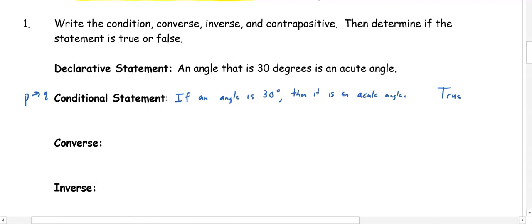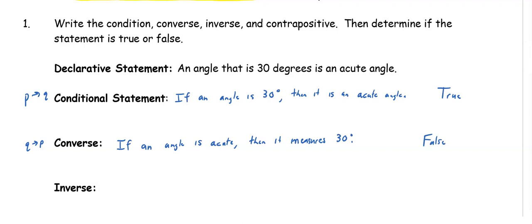true. The converse switches the order, so we are going Q to P. So when I switch the order of my conditional statement, if an angle is acute, then it measures 30 degrees. That is false because not every acute angle is going to have 30 degrees. Some of them might be 31 or 62 or 89, right? There's lots of different angle measurements that an acute could be.